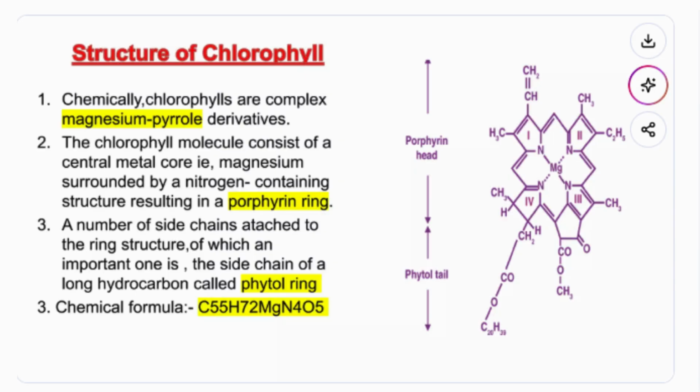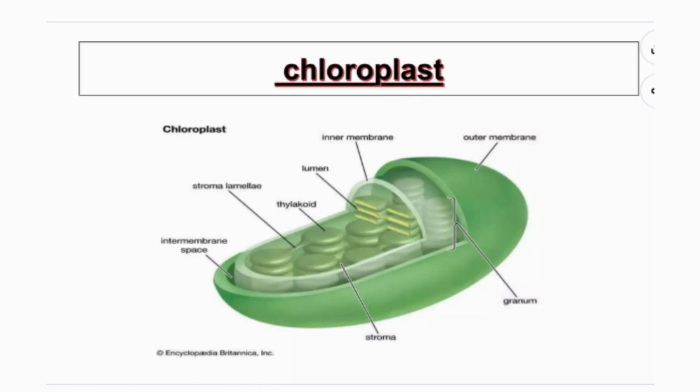So the chemical formula is C55H72MgN4O5. So this is the chemical formula of the chlorophyll. Now we define the chloroplast.